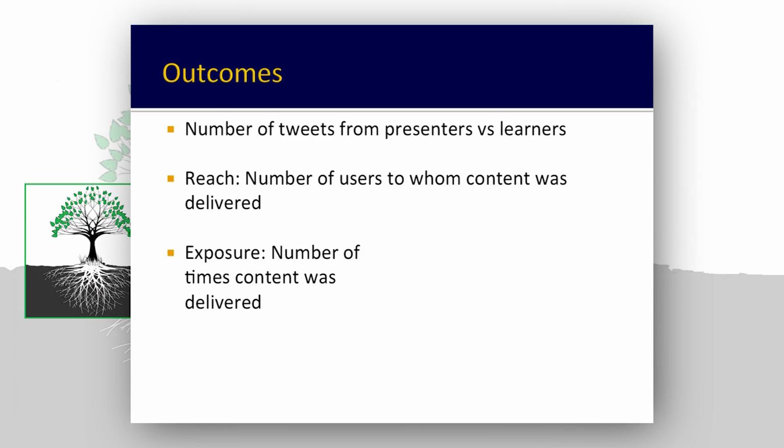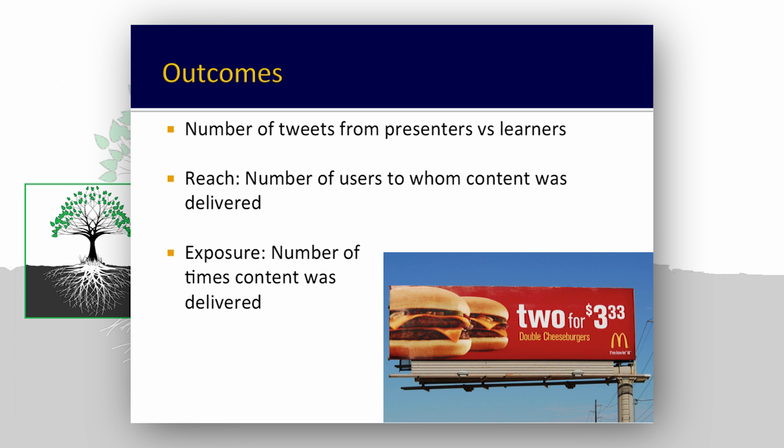Our targeted outcomes were the number of tweets generated from presenters versus learners, reach, which is defined as the number of unique users to whom the content was delivered, and exposure, which is defined as the number of times content was delivered. I like to think of reach and exposure with the example of a billboard. So if you're driving down the freeway and you pass a billboard for McDonald's, you pass it twice, then you've gotten 2 units of exposure. You've been exposed to that content twice, but it's only reached 1 person.